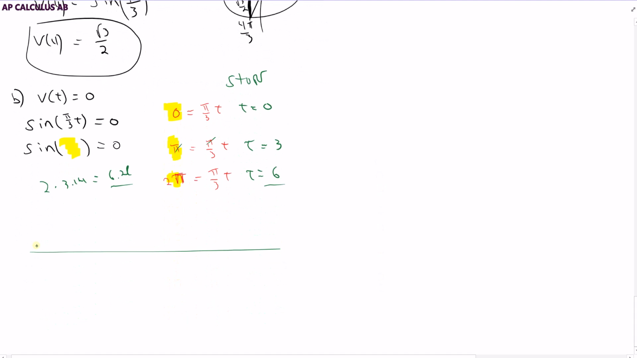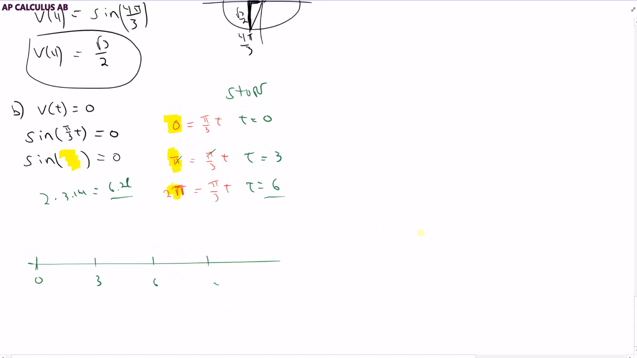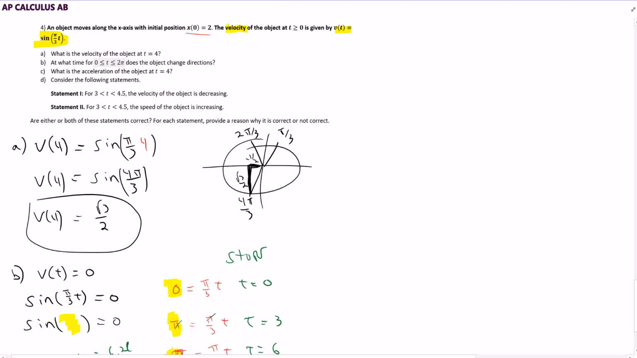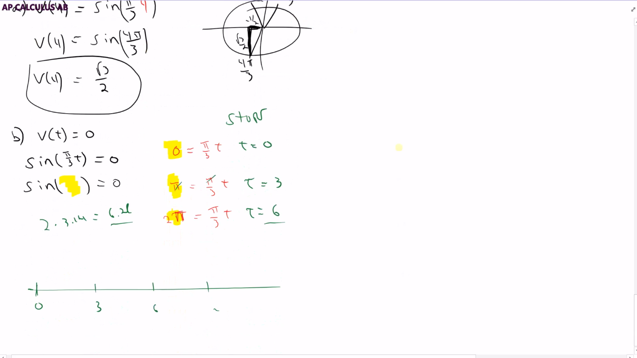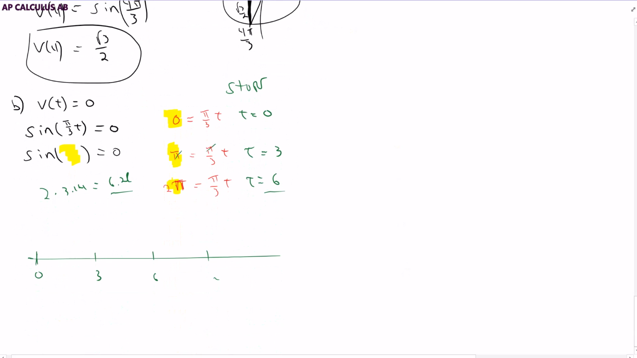Let's put 0, 3, 6, and then some other number over here, right? And it doesn't really matter. But I need to make sure it actually changes directions. I don't need to check left of 0 because my whole interval, as it says up here, is t greater than 0. So I don't care what happens left of 0. I only care about between 0 and 3. So find a number, plug it in between 0 and 3.